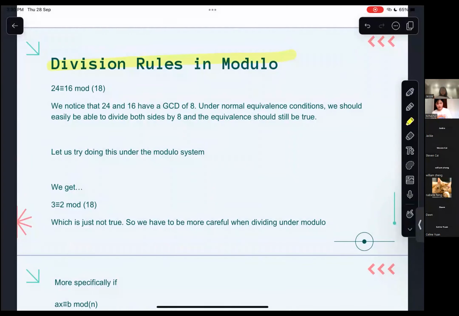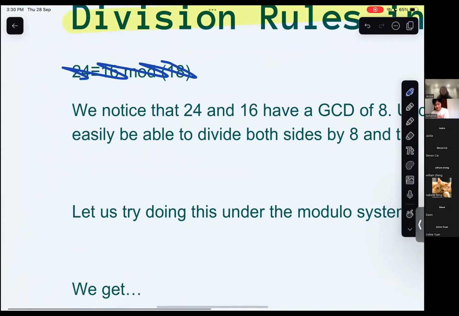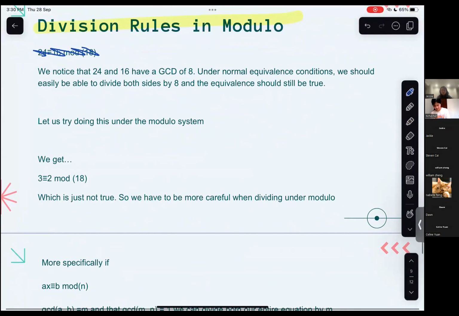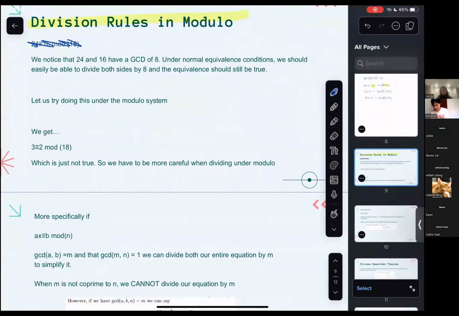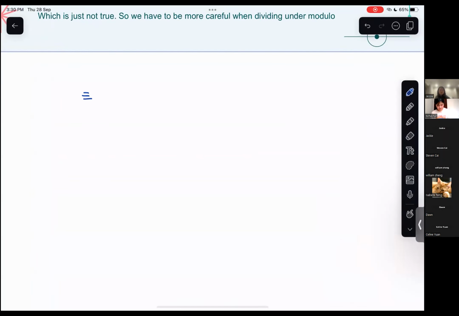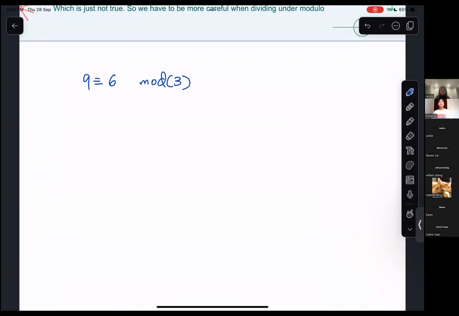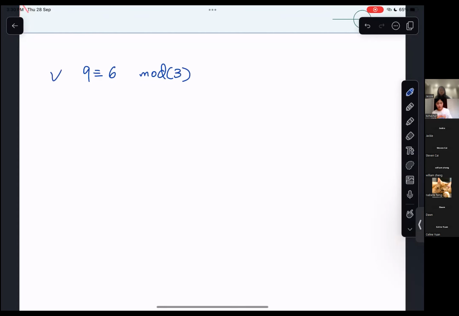So let's consider, okay, this isn't even, ignore my example. Okay, let's say we have this. And this is true, right? Because 6 mod 3 is 0 and 9 mod 3 is also 0, right? So it makes sense that we have this relationship. So this is a true statement.